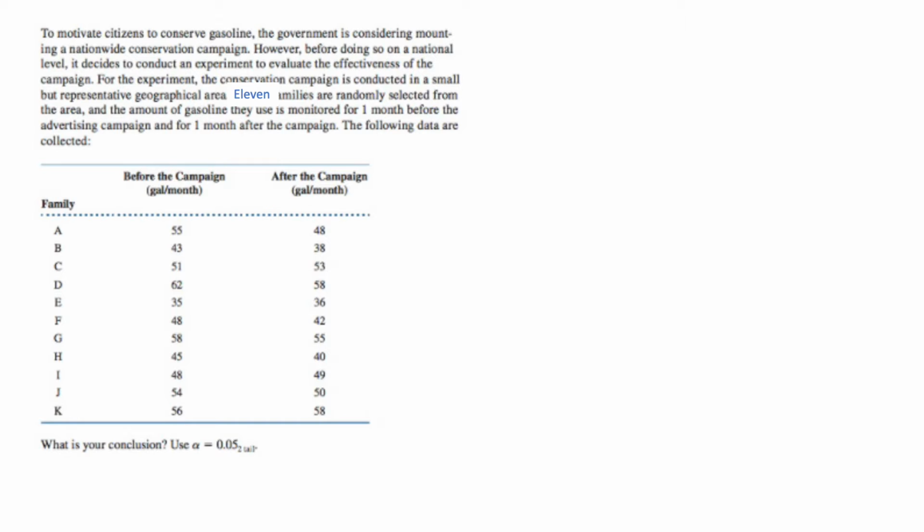It's about a conservation campaign that the government's considering. So it conducts an experiment by randomly selecting 11 families from an area and monitoring the amount of gasoline they use before the campaign and the amount of gasoline after the campaign. And this is the data that they collect.